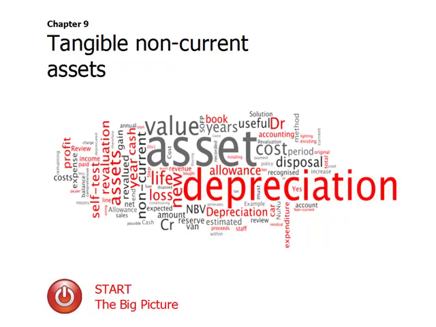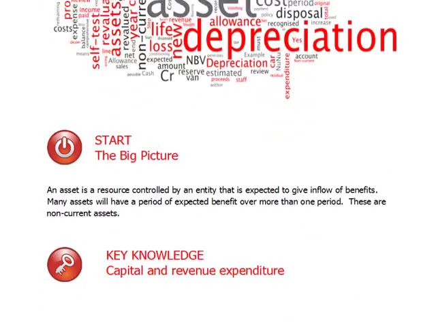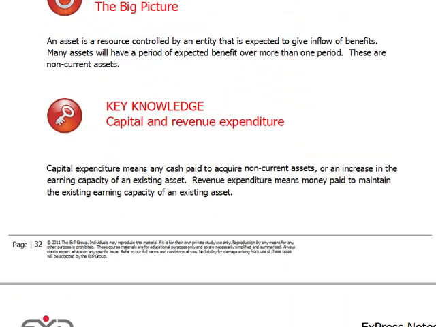Our next video is devoted to tangible non-current assets. Just to remind you, we're still within the ICCA's FA2 paper, maintaining the financial records. We talked about assets over the past videos, and now one important thing to consider is the capital and revenue expenditure. It's a major accounting concept.